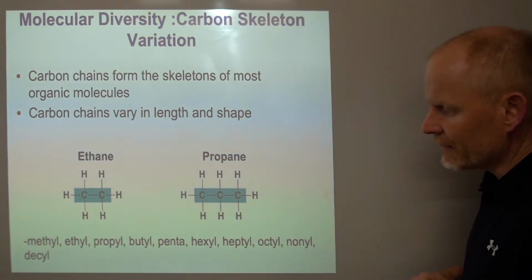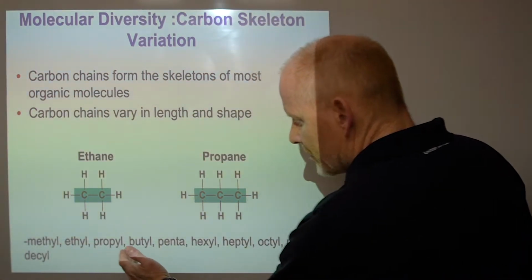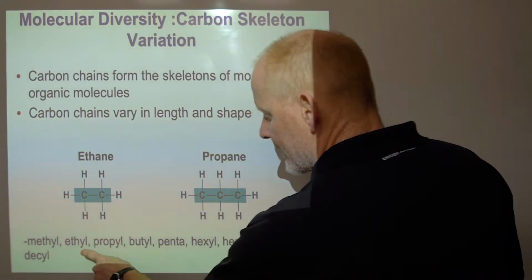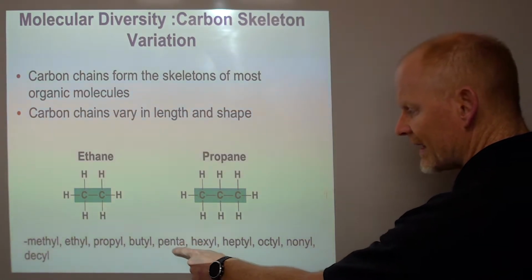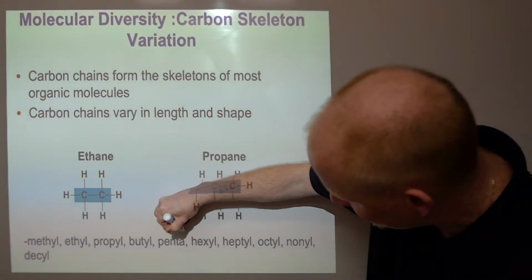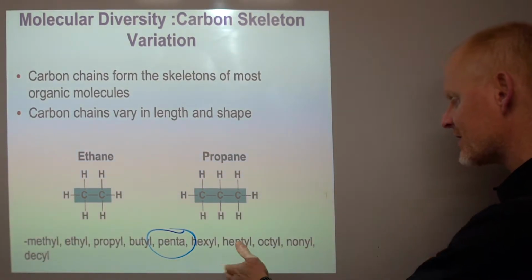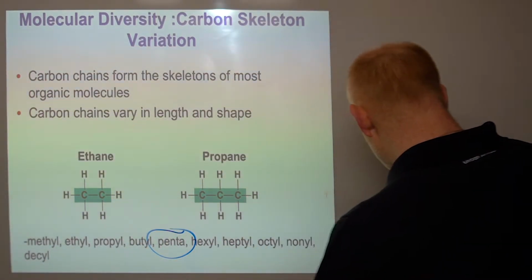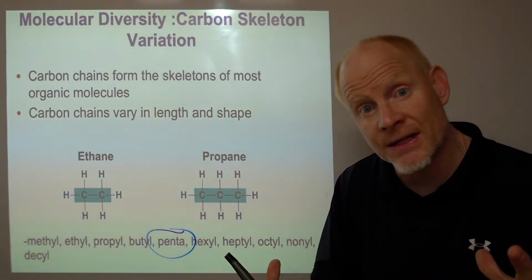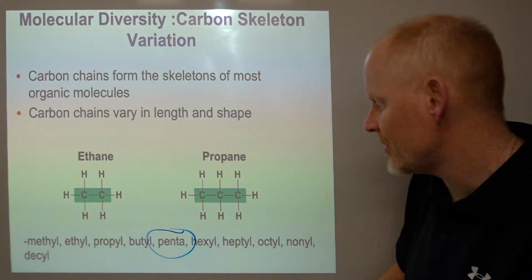All right, so molecular diversity. You can see down here we've got methyl, ethyl, propyl, all the way to decyl. This is counting in numbers. Methyl's 1, ethyl's 2, propyl's 3, butyl's 4. Penta, which wasn't on your slide, I put it on here this morning, I missed it for whatever reason, means 5, hexyl 6, and so forth. Those are 1 through 10, and those numbers represent the number of carbons. Once you get past 10, it just gets huge.